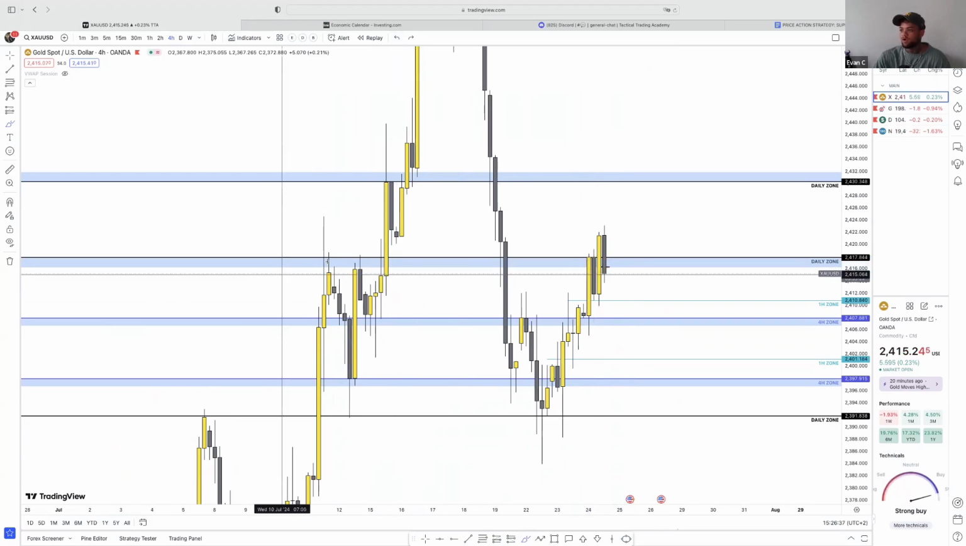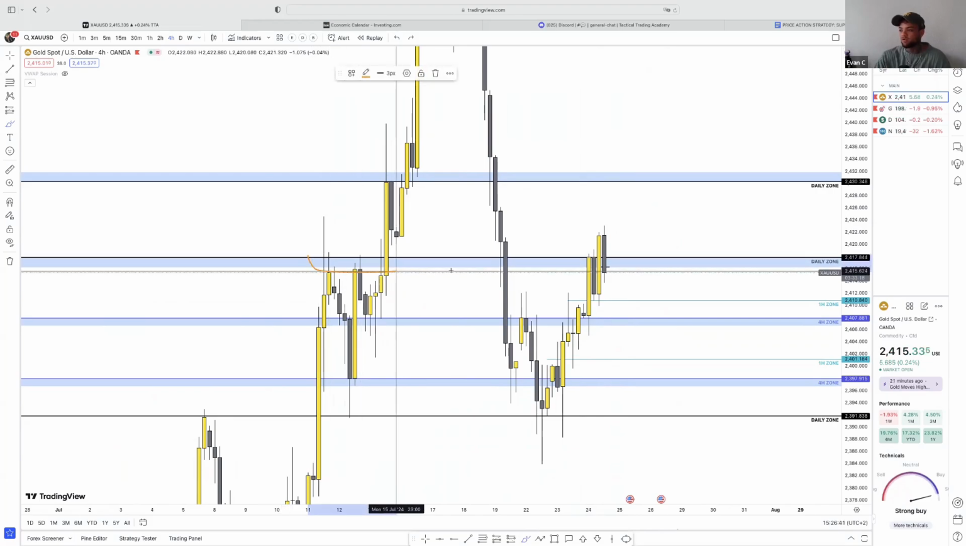Obviously, now the 4-hour is together with the daily time frame. So this zone overall now has more power. And any trades that you take based off this zone are higher probability because we have the 4-hour and the daily acting together as one zone.